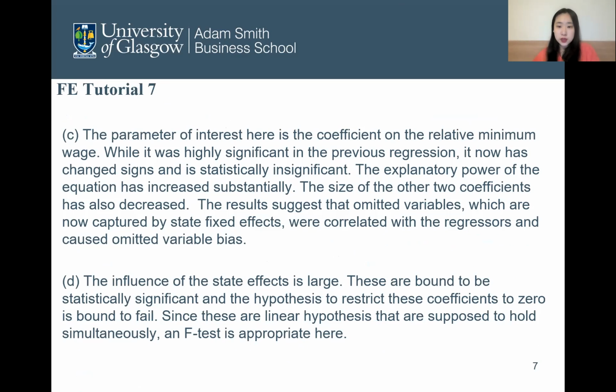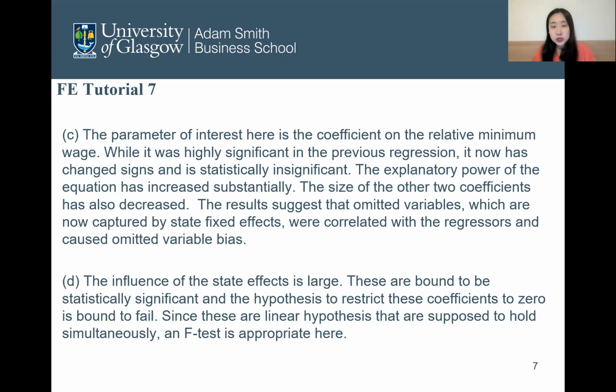The results suggest that omitted variables, which are now captured by the state fixed effects, were correlated with the regressors and caused the omitted variable bias. Is that familiar? Omitted variable bias could be caused by several things. And here, the variables not captured by the state fixed effects were correlated. Like we mentioned last week, when we have a bias, it's just because they are correlated with the regressors.